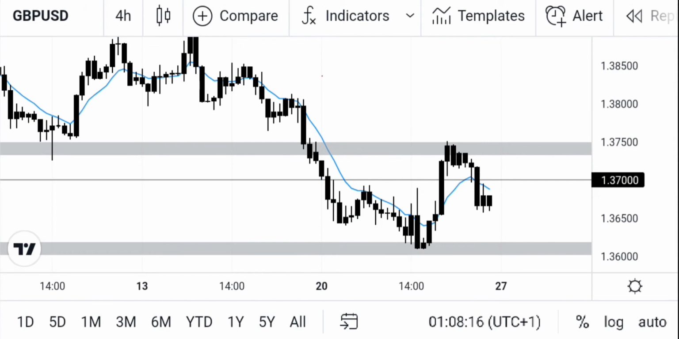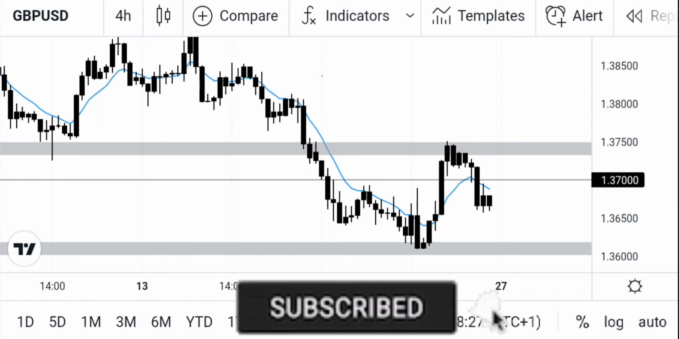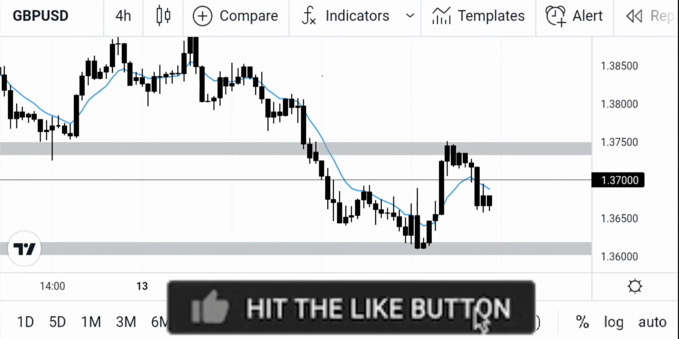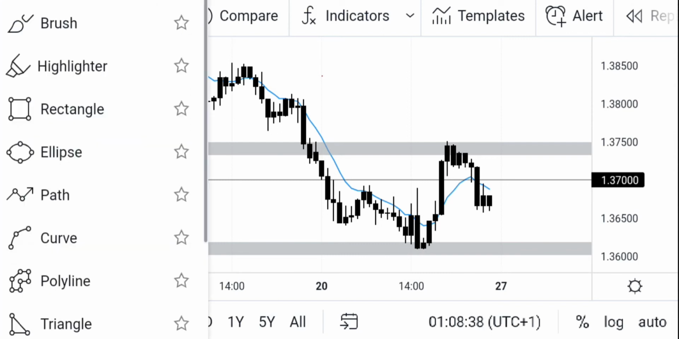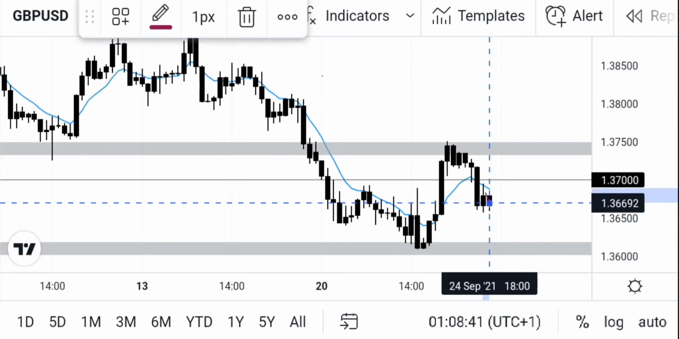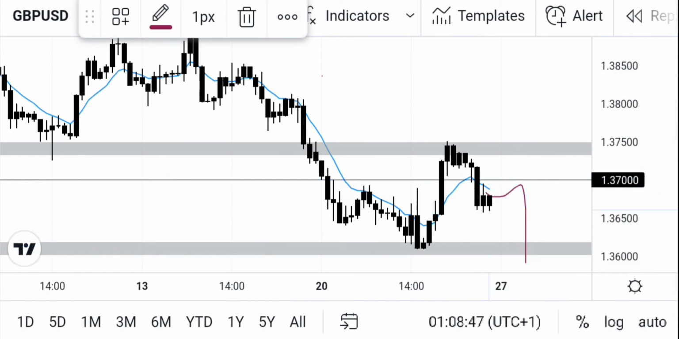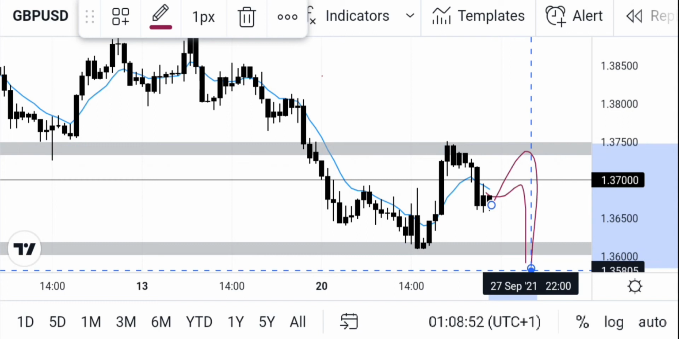So what is my bias on the pound dollar? I feel like price is going to retrace back to maybe the 1.3700 level, or even to the 1.37500 level before dropping down and continuing the bearish trend, which is price either retracing to this level and dropping down, or price retracing to this level then dropping down. We'll just have to play by ear, wait for confirmation before we make any trades.